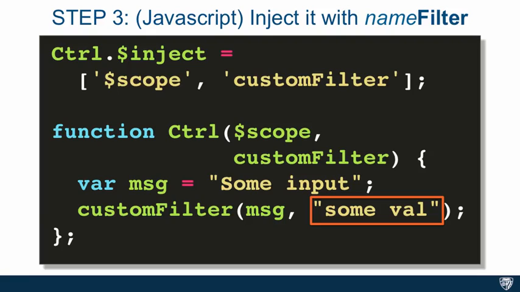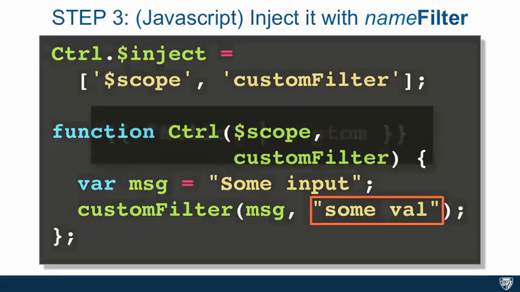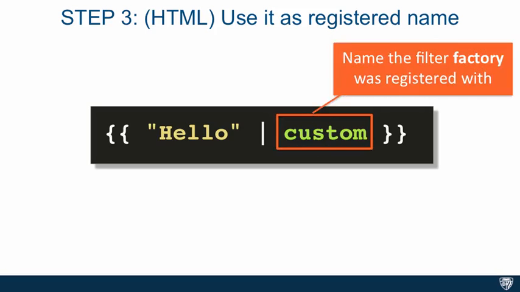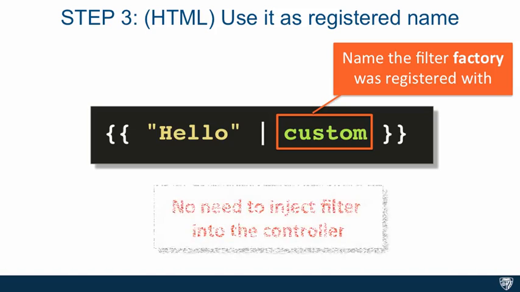We can also use our custom filter directly in our HTML templates. The process for creating such a filter is exactly the same. The only difference is the last step, when you actually use it inside of an HTML template instead of inside of your JavaScript. You still have to create your filter factory function and then register it with the module. The name you register the filter factory with the module is the name you use inside of your HTML template. You do not append the word filter to it. And since we're inside HTML, there's no need to inject the filter into the controller at all. Angular takes care of these references for you automatically.